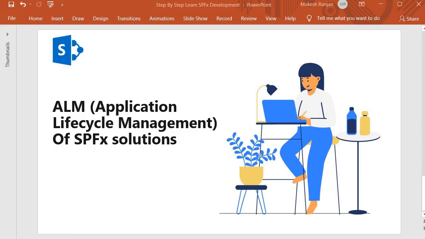Hello guys, welcome back. Now in this session we are going to discuss application lifecycle management of SPFx solutions. To understand this topic, let's look into a diagram.